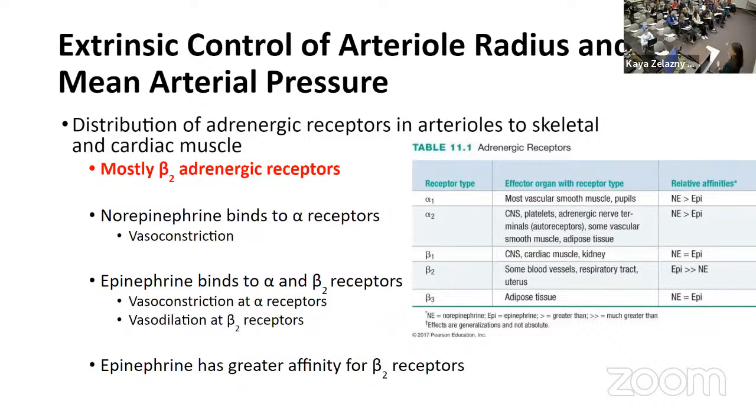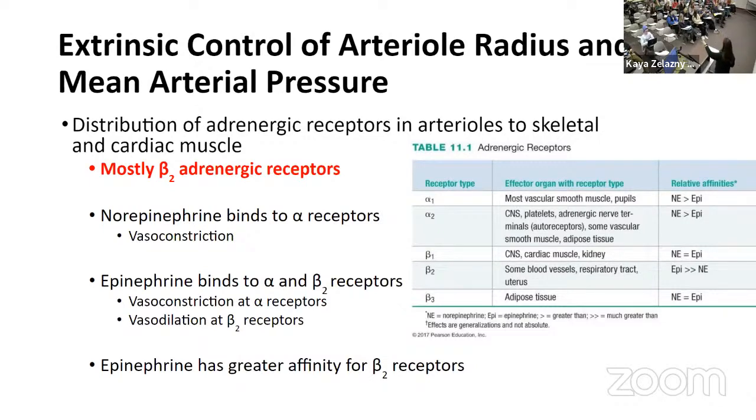So when norepinephrine binds to alpha receptors, we just talked about this happening in most of the rest of your body. This produces vasoconstriction, which decreases radius, raises resistance, therefore raising TPR and raising MAP, mean arterial pressure. Okay. But when we add in our understanding of those beta-2 receptors, things get a little more complicated. The other thing that gets really complicated is as we start to think about the other hormone, the other neurotransmitter related to our sympathetic nervous system.